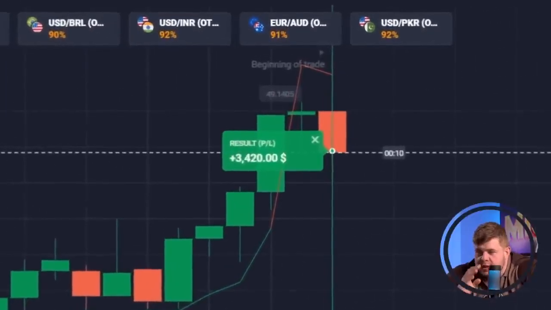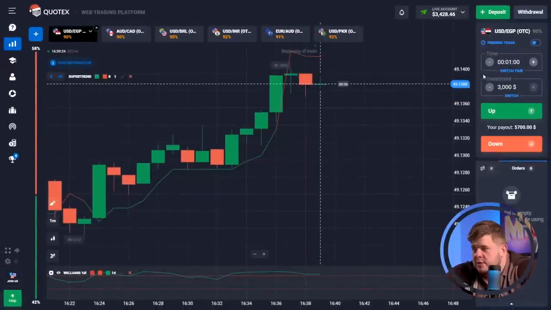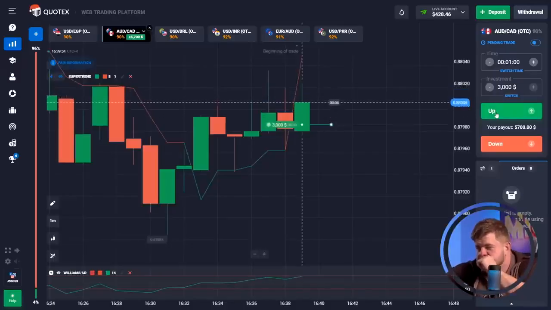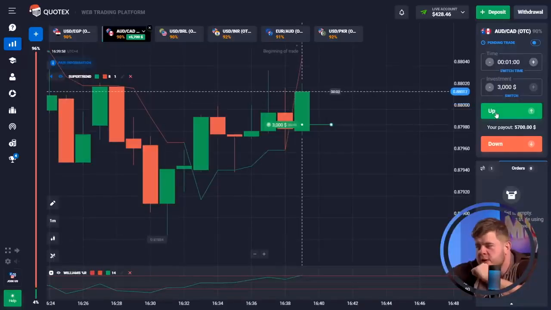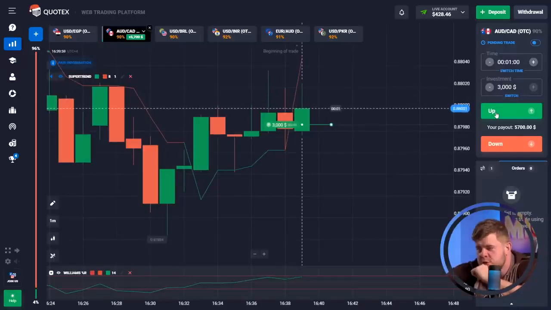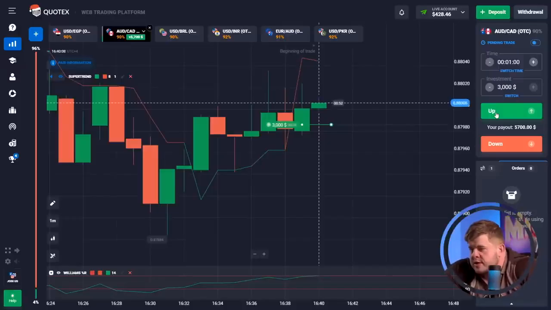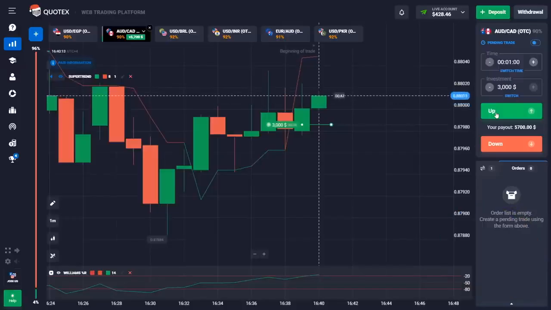Perfectly done. Let's continue. Let's change our investment to $3,000 and check out the CAD currency pair. So we can highly likely break through the Super Trend line once again. That's why we should open a buy position here. We have some space for growth according to the oscillator, and I'm sure this will be a profitable trade for us.